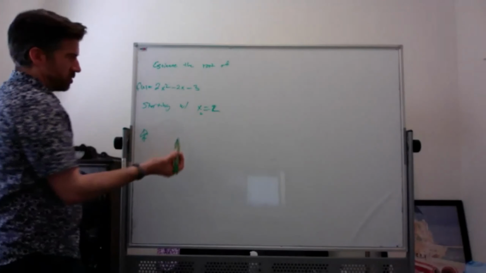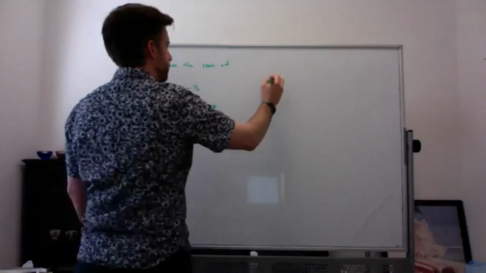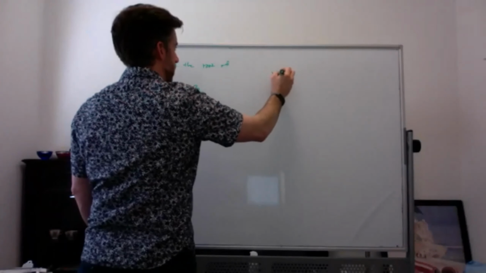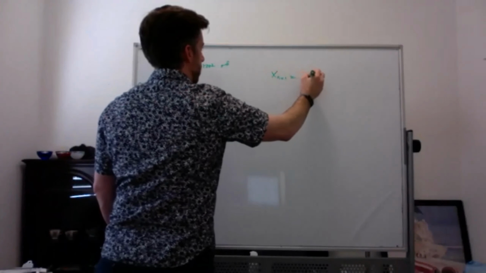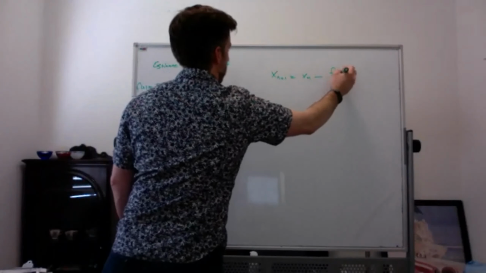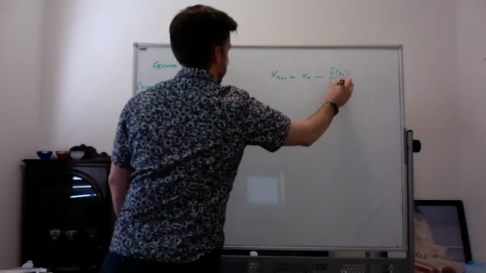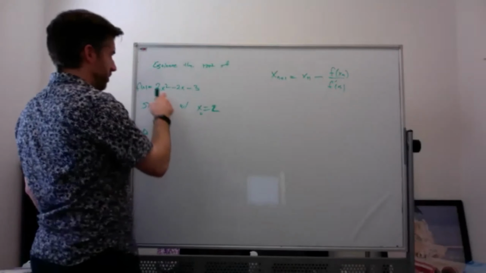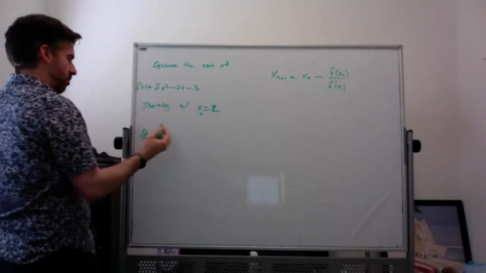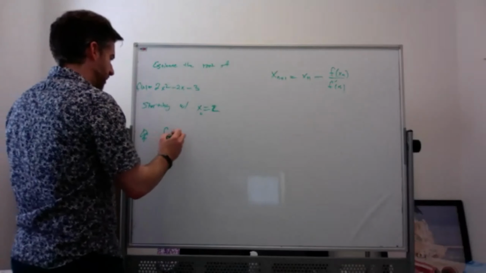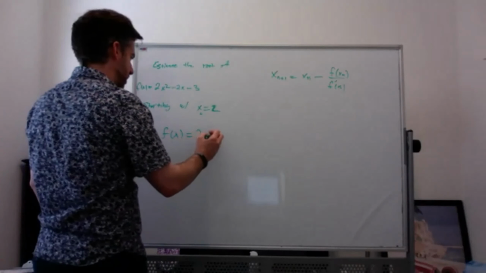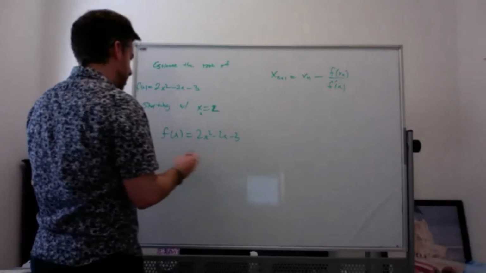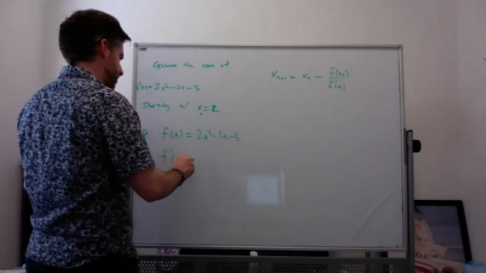Again, I'm just using my formula, right? My formula is x of n plus 1 is x of n minus f of x of n over f prime of x of n. And so plugging in, I need to write my function, 2x squared minus 2x minus 3, and my derivative.